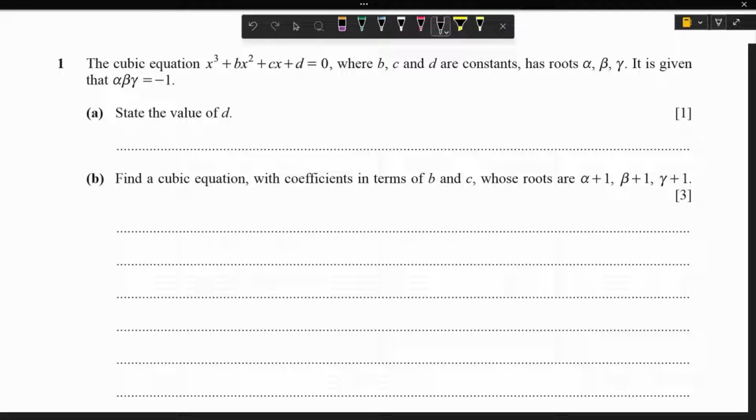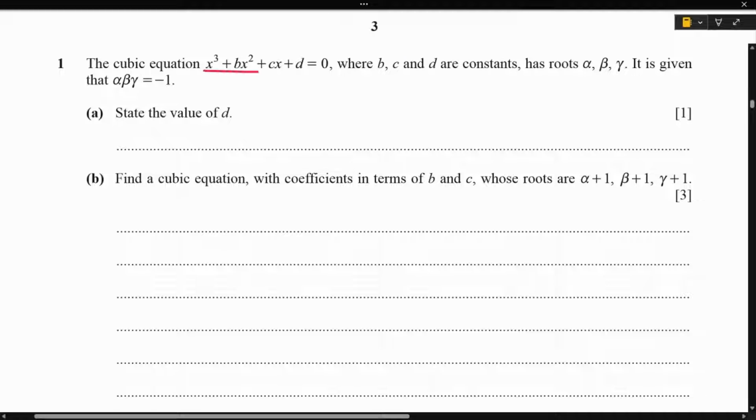Alright, so for this particular question, considering this cubic equation we have been given, we can say that the sum of roots is going to be minus b. The sum of product of pairs, in this case, is going to be c. And the product of roots, alpha beta gamma, will be represented by minus d. So that's what we have.